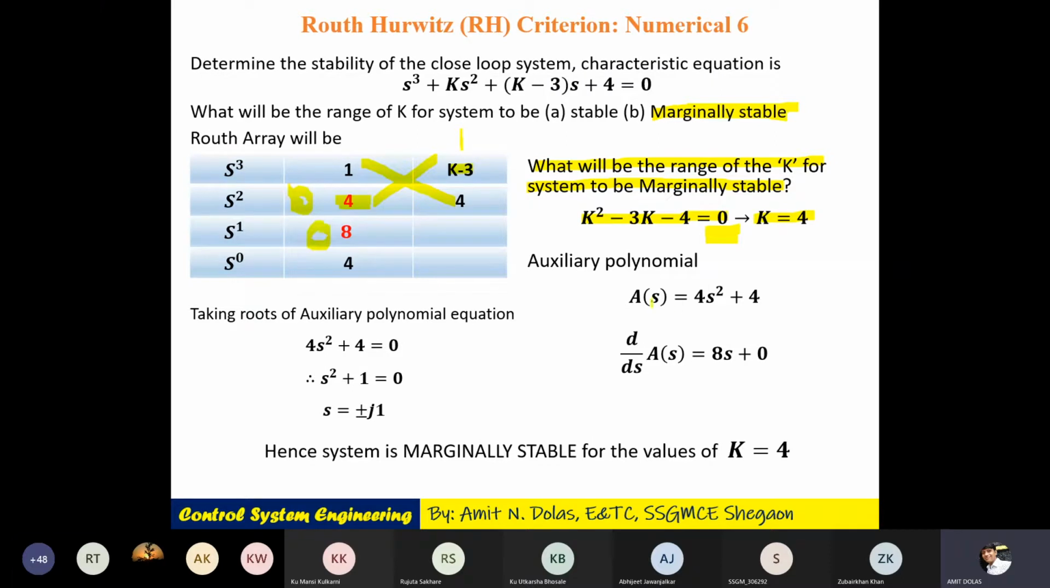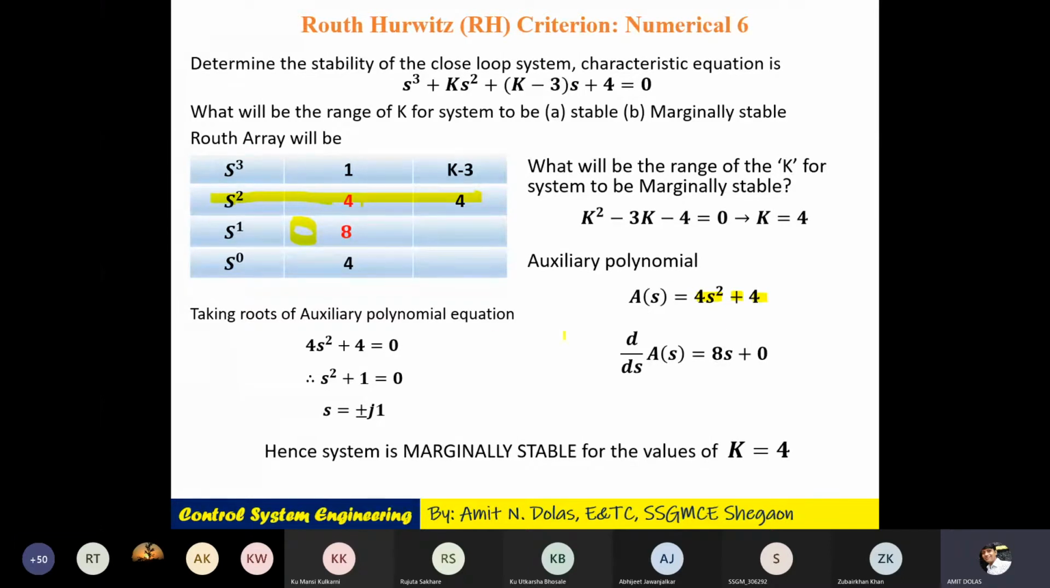For that, what do we do? We just write the auxiliary polynomial equation. So how do we write that? Wherever the 0 comes, where did the 0 come? I have written only 8 here in the Routh table, which we found out, but here 0 came. So just above that there is this line. So what can we write? Auxiliary equation: 4 into s square plus 4 into s to the power 0, which is nothing but 1, plus 4.